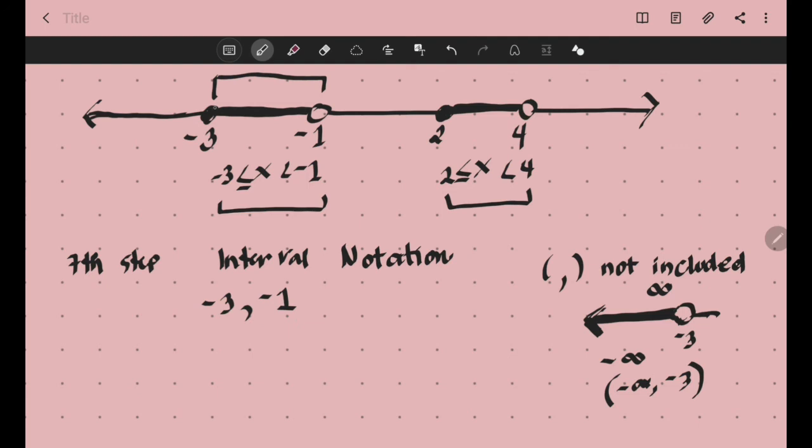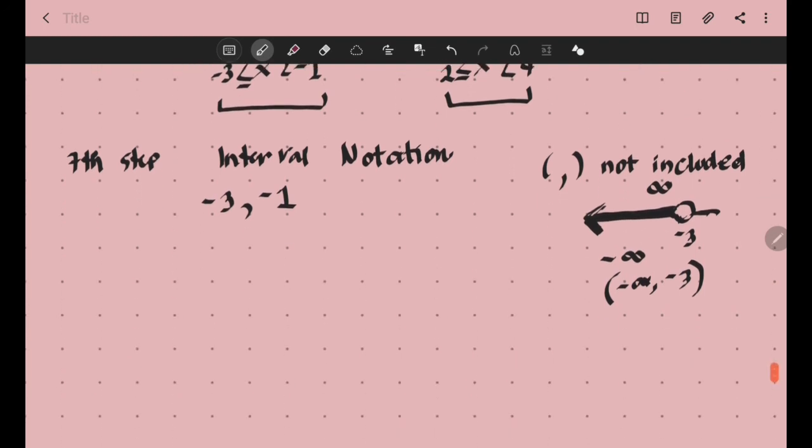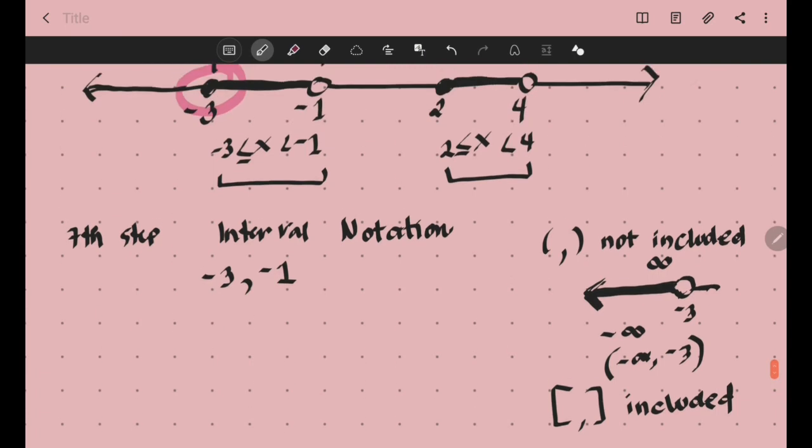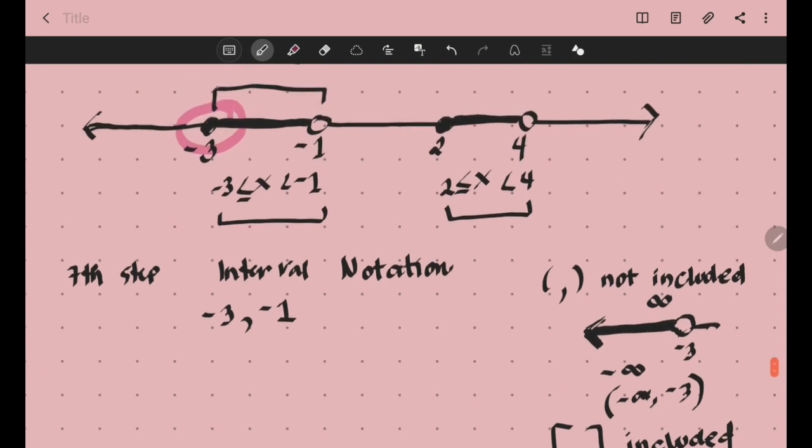So, si negative 3, kung mapapansin natin, siya ay included. Okay, paano naman kapag included? Ano ang gagamitin natin? We will use a square bracket. Gagamit tayo ng square bracket if the possible values of x ay included. At since sa number line natin, makikita nyo si negative 3 ay included dahil shaded circle, we will use a square bracket. At si negative 1 naman ay not included, we will use parenthesis.